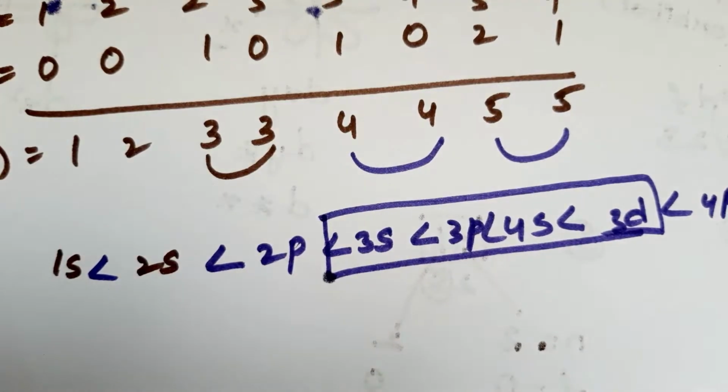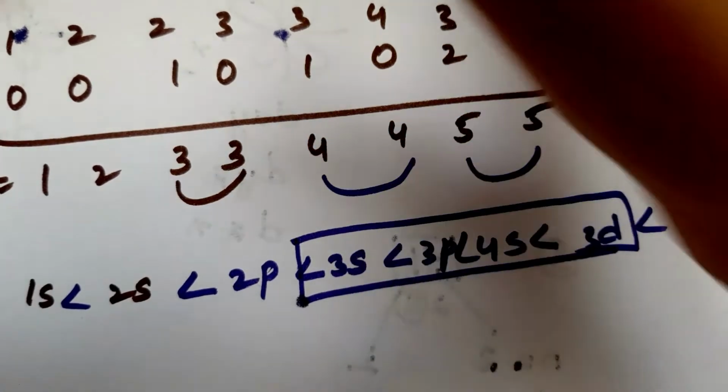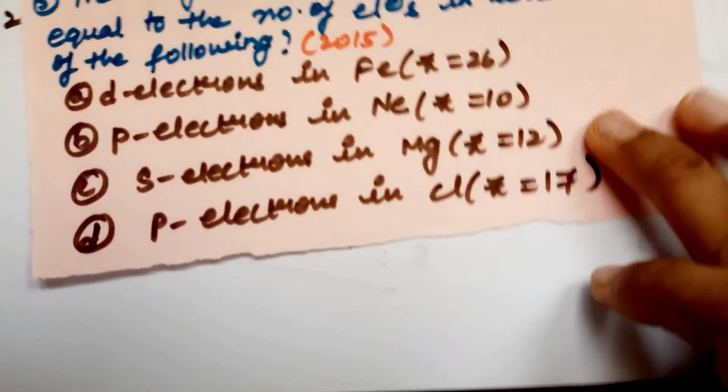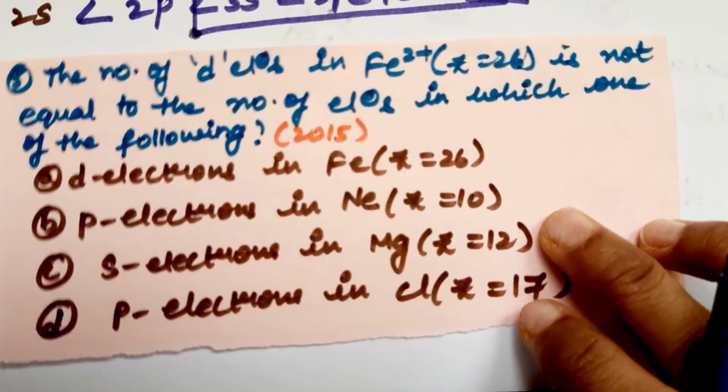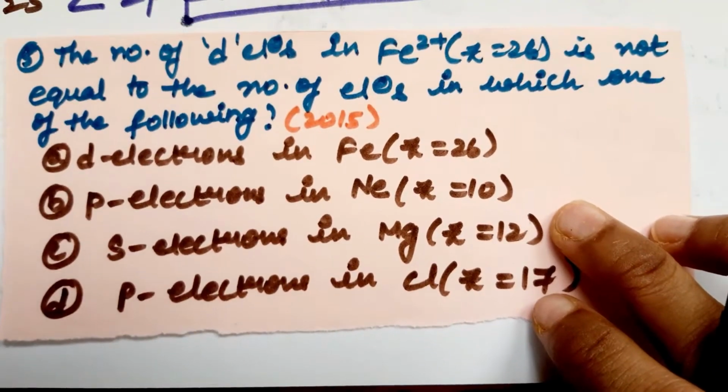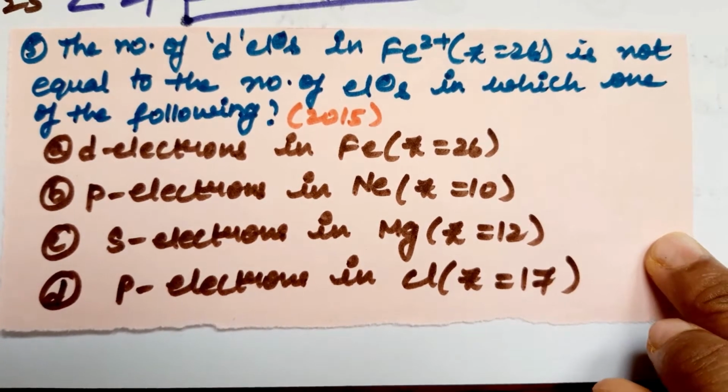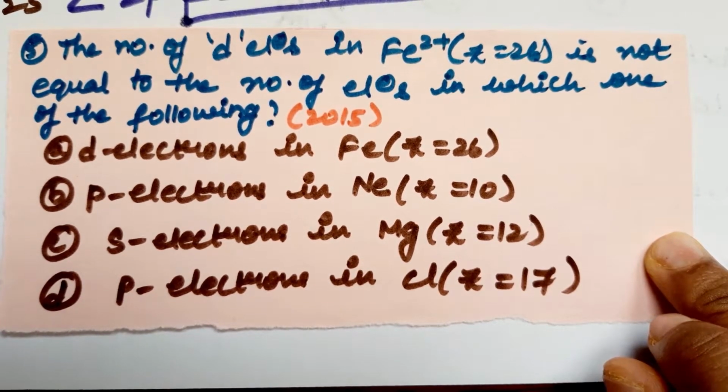If you observe the next question, that is the fifth question: the number of d electrons in Fe2+ (Z is equal to 26) is not equal to the number of electrons in which one of the following?